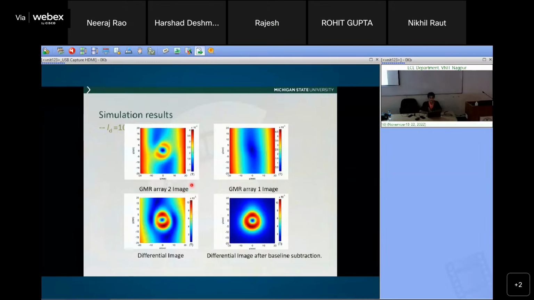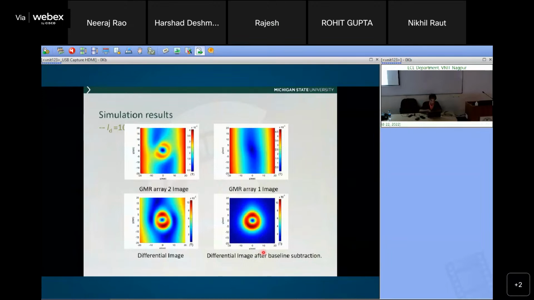Okay. So we looked at the GMR array from the bottom layer, and we simulated what the GMR measurement is at the top layer, and then we looked at the differential image, and this is what we get. Then there is a baseline subtraction that we had to do for the edge effects. Once we do that, we were able to get a nice rotating field signal, which is very similar to what I showed in the simulation.